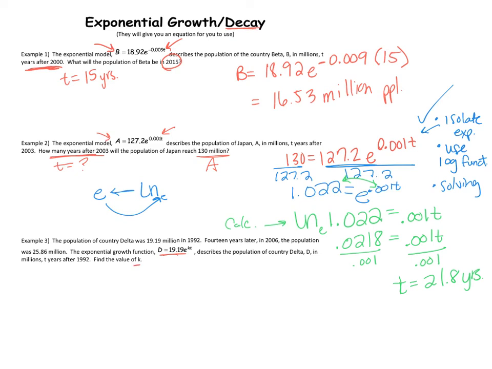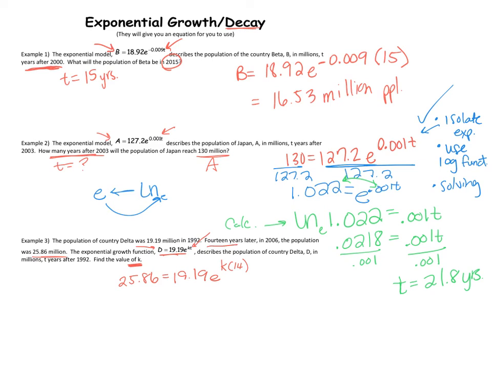So they are telling me which variable to find, which means they must have given me a t and they must have given me d there. All right, so let's see what we have. So they've given me 25.86, which would be that capital D. Then I'm going to use my 19.19 e to the k. They did not give me that, remember that's what they're asking for. And so the t they must have given me, it says 14 years later. So that'll be my 14 there.